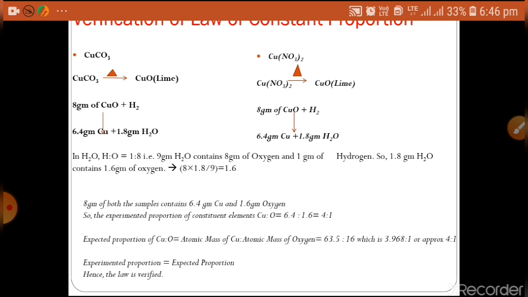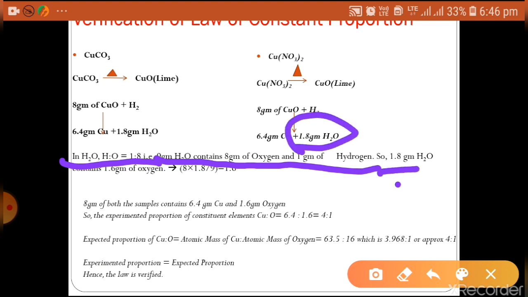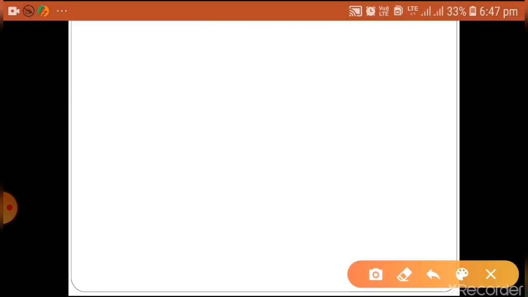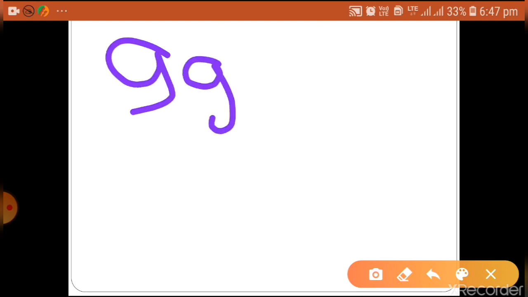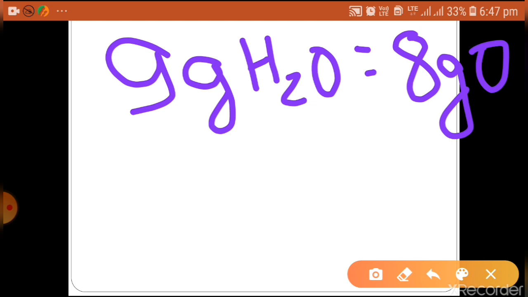Now here you know that in water the ratio of constituent elements is 1 is to 8 by weight. If you take 9 gram of water, it will give 8 gram oxygen and 1 gram of hydrogen. Since you are getting only 1.8 gram of water, you can do simple calculations to get the amount of oxygen. So let us see that calculation. Then again we will move towards this slide. See, if you take 9 gram of water, it will have 8 gram oxygen and the remaining 1 gram is hydrogen.